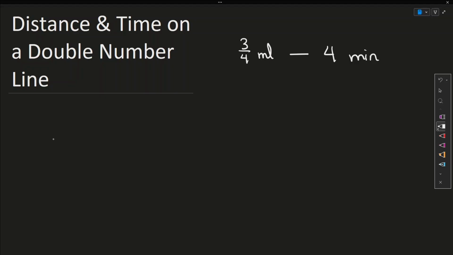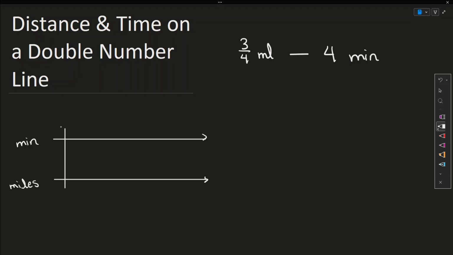So let's draw our number lines. One will represent minutes, and the other one will represent miles. It really doesn't matter which one you put on top and which one you put on bottom, as long as you label them to help you remember which is which. We start both at 0, and then I'll mark a line for 4 minutes and 3/4 of a mile. Now we can use this relationship to solve questions.